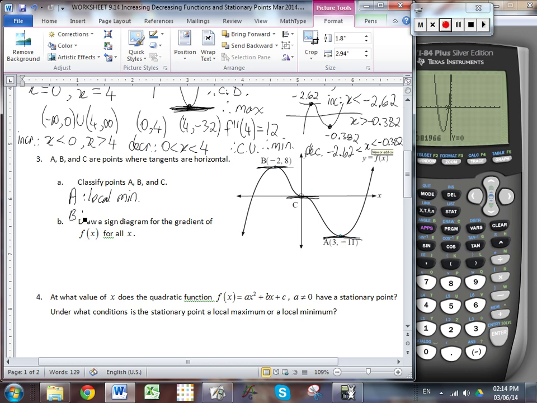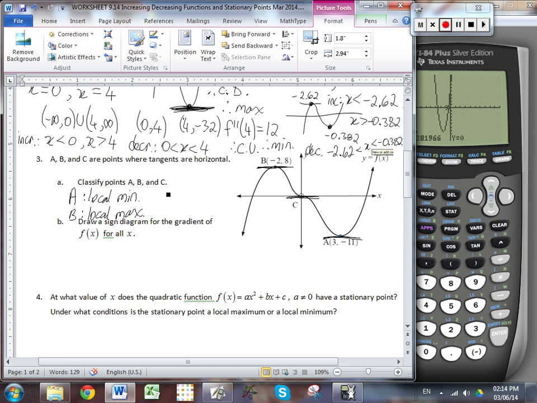B is going to be a local maximum. You can see this not only from the graph, but also look at the intervals of increase and decrease. We are increasing beforehand and then decreasing afterwards. That is to say that your slope is positive and then negative, meaning that your first derivative is positive and then your first derivative is negative.